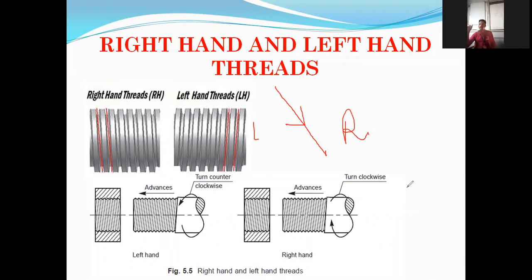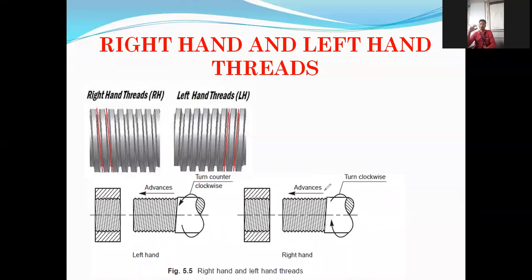On which direction is it going? Towards the right hand side. That's why it is called a right hand thread. On the other hand, a left hand thread: if the line is going towards the left, something like this, it is called a left hand thread. So this is one method. And another method to understand this is the rotation method.